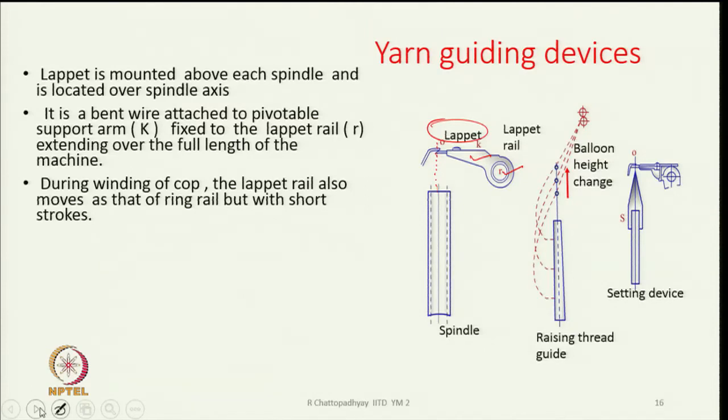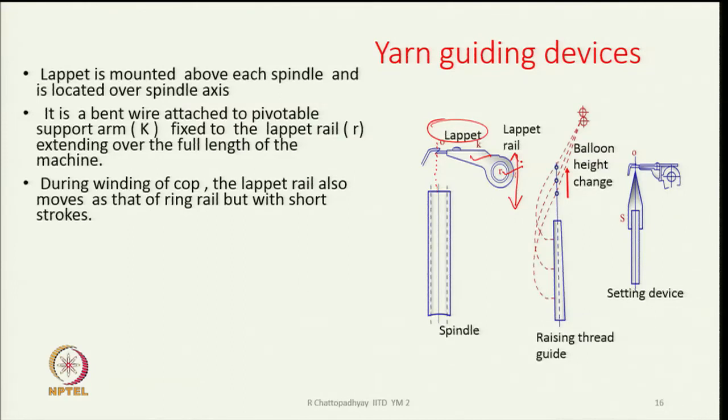During winding up curve, the lappet rail also moves as that of the ring rail, but with short strokes. So this rail is also given movement. As for the ring rail, we will see when we discuss the bobbin building part that all the rings are also mounted on a rail. And this rail is not stationary, the rail is made to move up and down in order to build the bobbin, in order to fill up the bobbin with yarn.